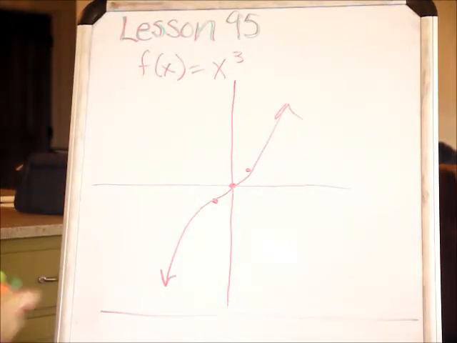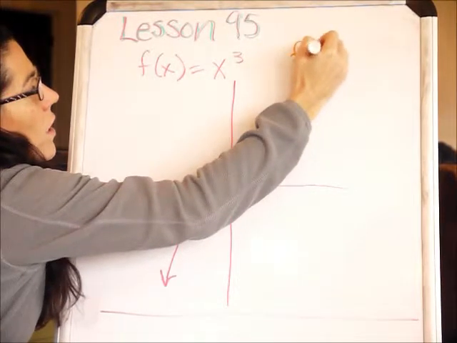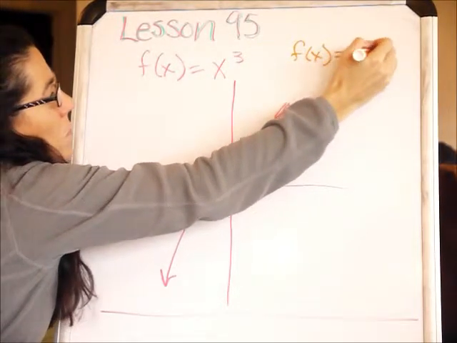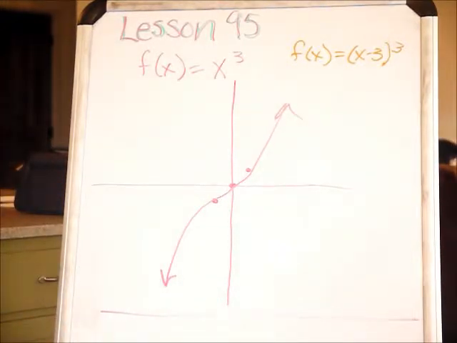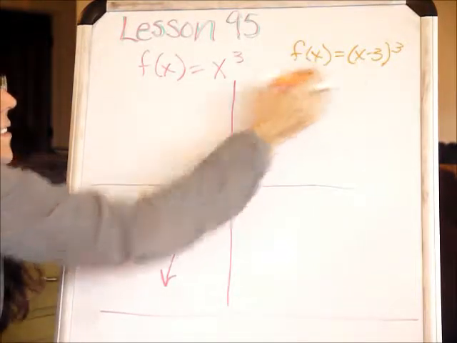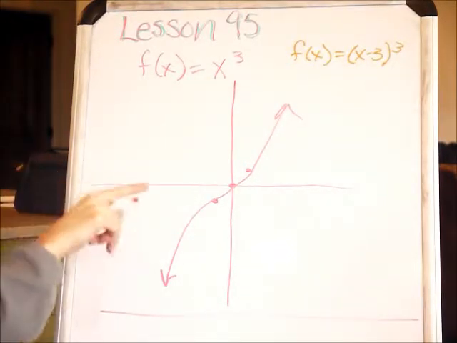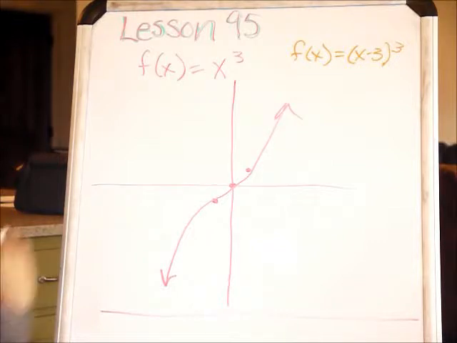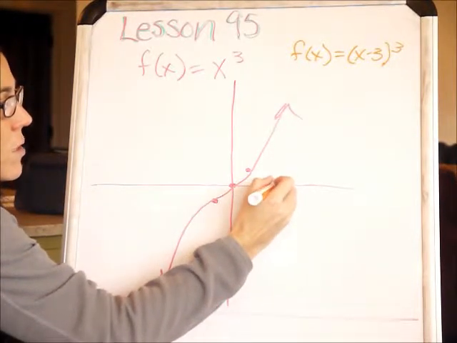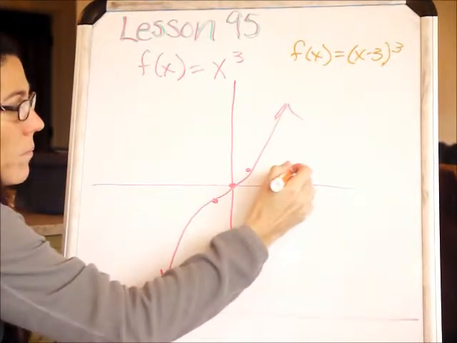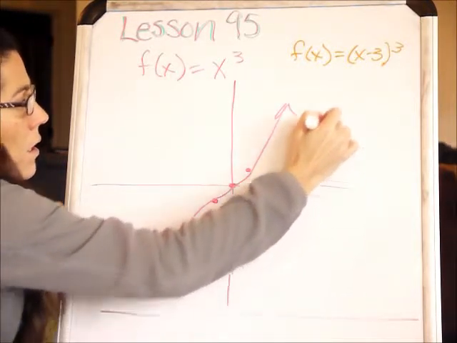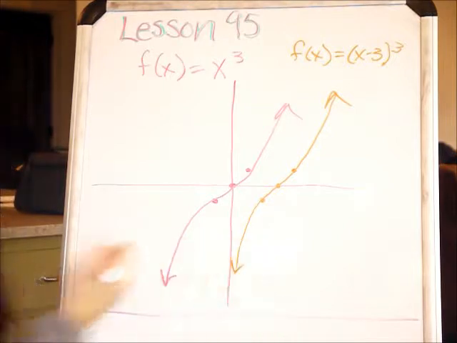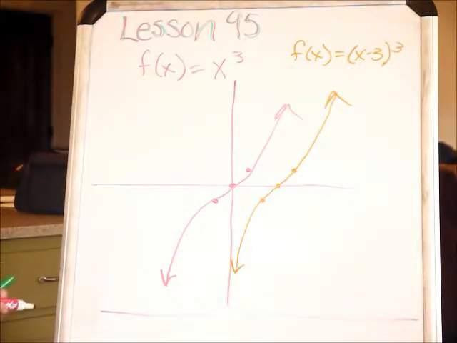So now, what if I wanted to do an orange? I want to do f of x equals x minus 3 cubed. Remember what happened with the parabola? When it looked like this, did it go up 3, down 3, right 3, or left 3? Right, it went to the right. 1, 2, 3, even though we think it should go to the left. So here is basically that.